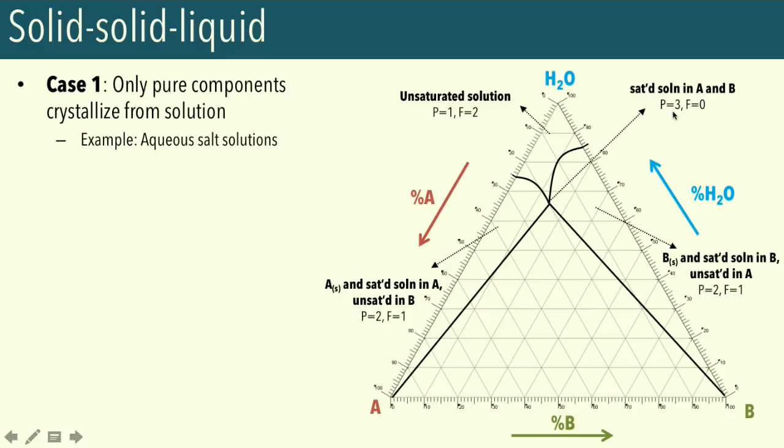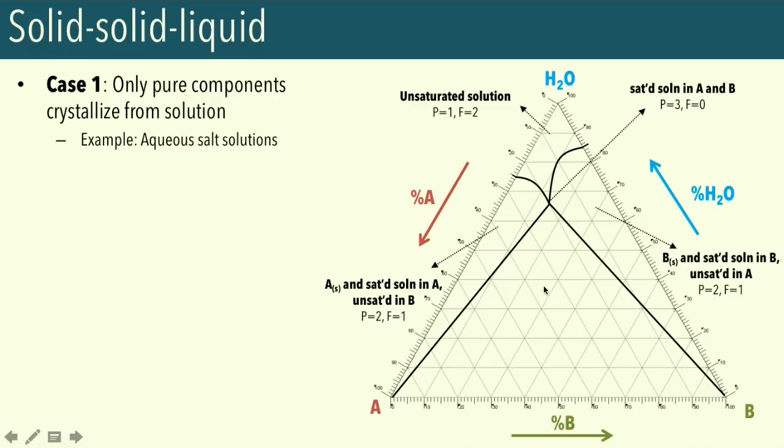So the number of phases is actually equal to 3, because we have our saturated solution in A and B as well as some traces of A solid and B solid. So actually this point is an invariant point, because our variance is equal to 3 minus the number of phases, which in this case is 3. So this point here is defined for our system. Again, this represents the solubility limits of both A and B.